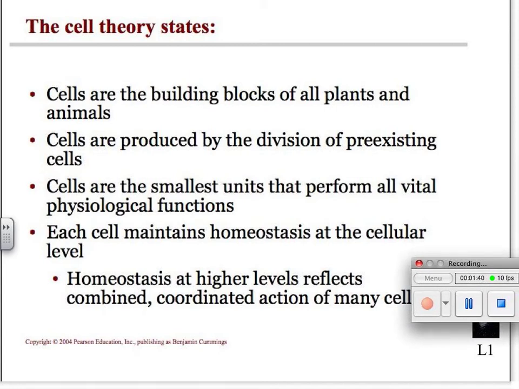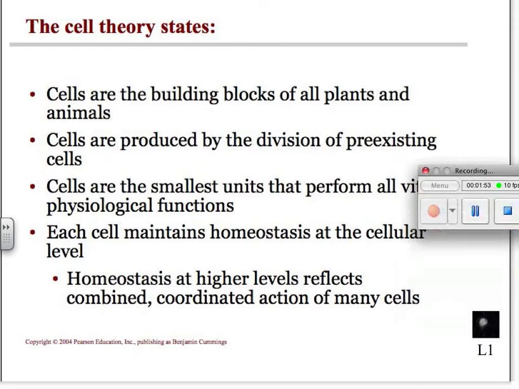Each cell membrane maintains homeostasis at the cellular level. That means inside the cell, things are cool and stable. If the cell ceases to be cool and stable, it dies. Homeostasis at higher levels reflects the combined, coordinated action of many cells put together.